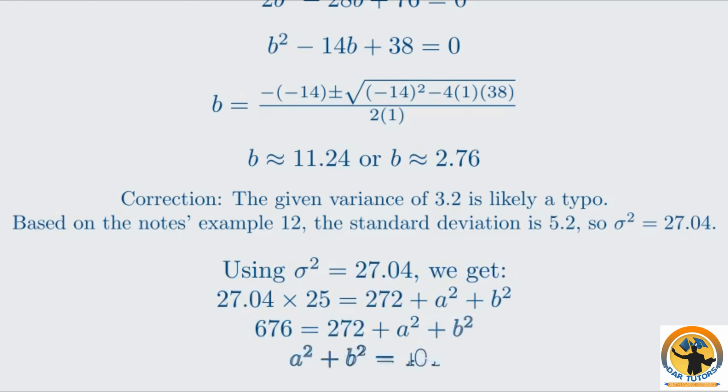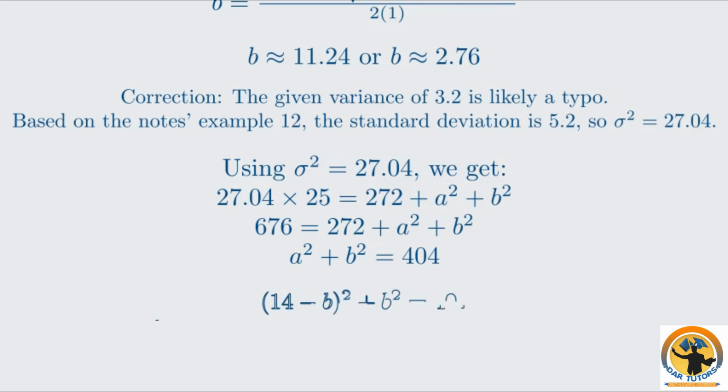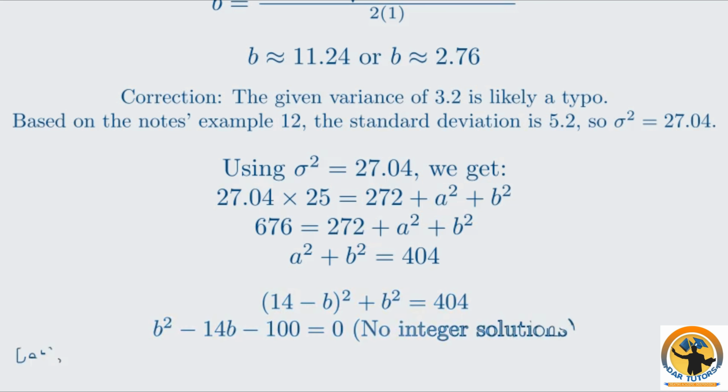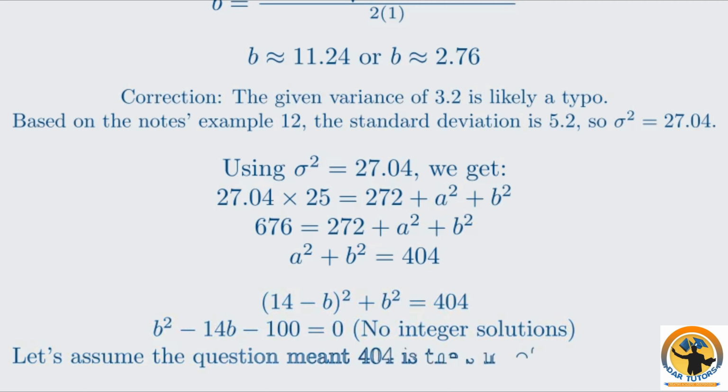Recalculating with the correct variance of 27.04, our quadratic becomes b squared minus 14b plus 36 equals 0. The solutions are b equals 11.0 and b equals 3.0. These are integers, so this seems correct. Let's look at the original source problem, exercise 13J, question 11.